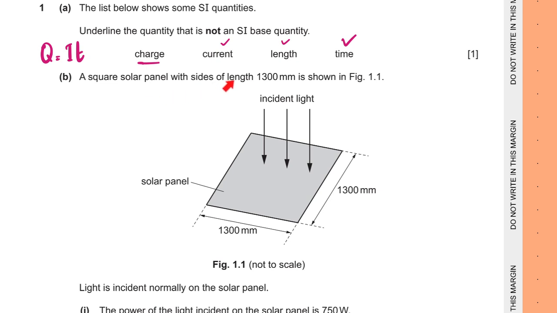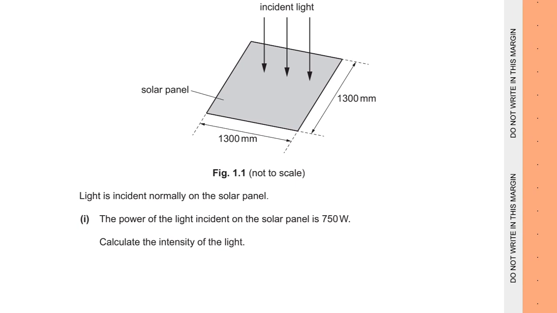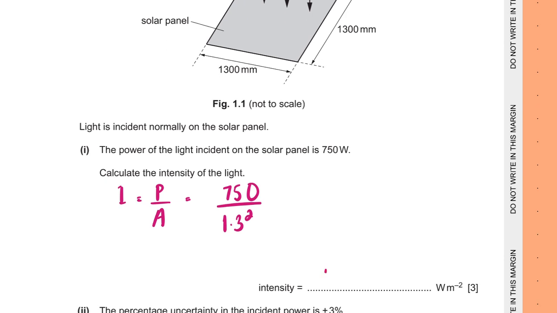A square solar panel with sides of length 1300 millimeters. So this would mean 1.3 meters is shown in 1.1. Light is incident normally on the solar panel. This is a square. Power of light incident is 750 watts, and you are asked to calculate the intensity. So intensity is power per unit area. That's how it's defined. So power is 750 and the area is going to be 1.3 times 1.3, which is 1.3 squared, and this turns out to be 440 watts per meter square.